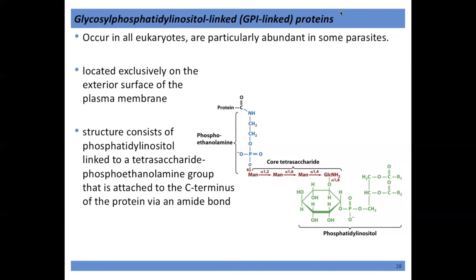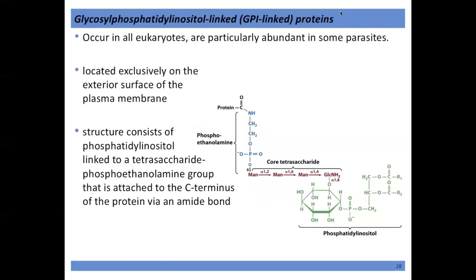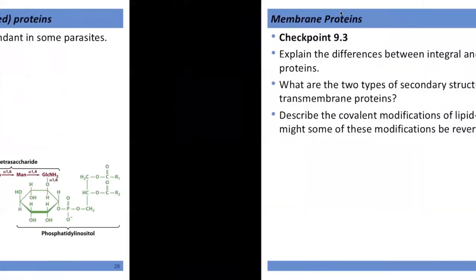So I just want to go back and show you that original diagram, and you'll actually see where that type of attachment is represented. So that is this type of the GPI anchored protein. Notice that you've got this saccharide that's linking the protein to the lipid bilayer there. So that closes up this section, and so that ends 9.3.